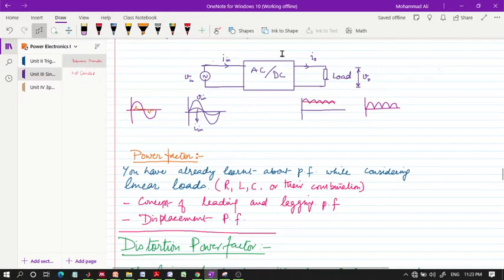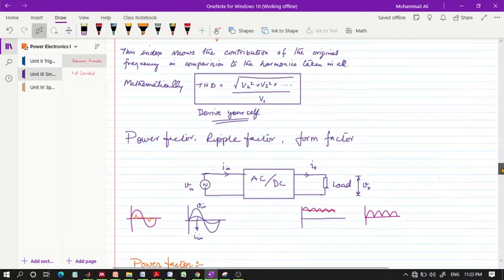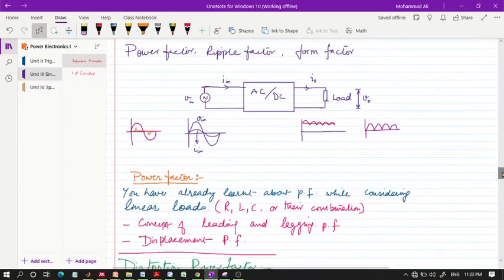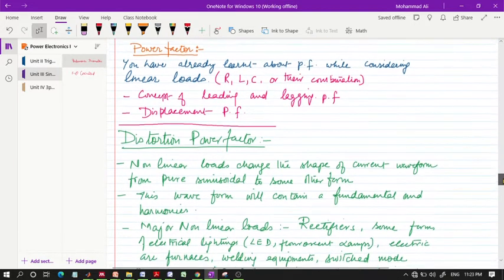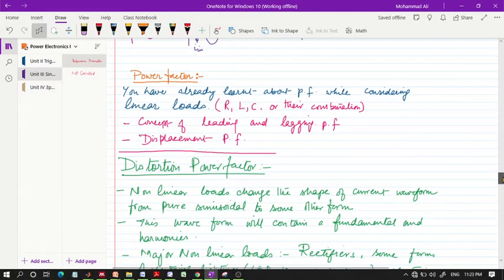Now we are using certain switches over here, diodes or thyristors. So what happens is the input current basically distorts. The input current becomes like this, for example. There are many applications that do this to the input current. So we have two things over here.